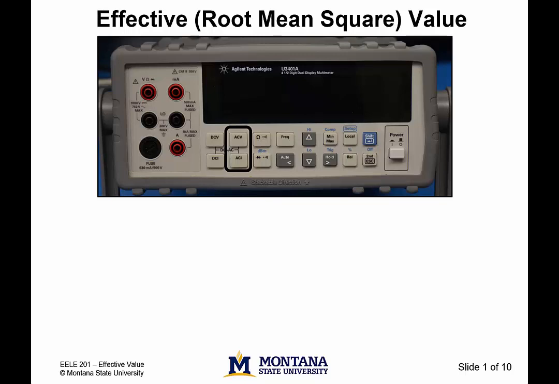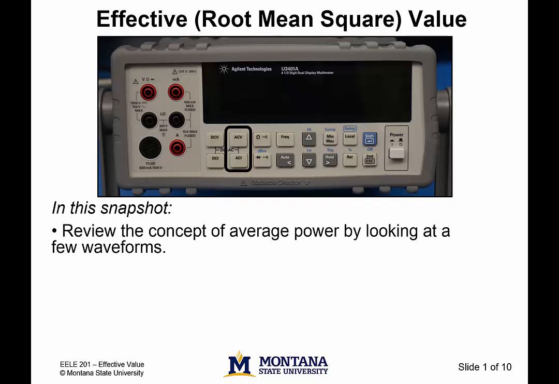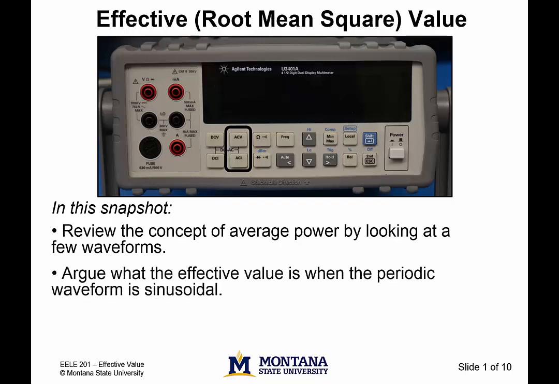The AC voltage and current measurements on a digital multimeter display the effective value of the waveform being probed. We will begin this video by reviewing the concept of average power by considering two sets of example waveforms. We will then argue what the effective value is when the periodic waveform is sinusoidal.